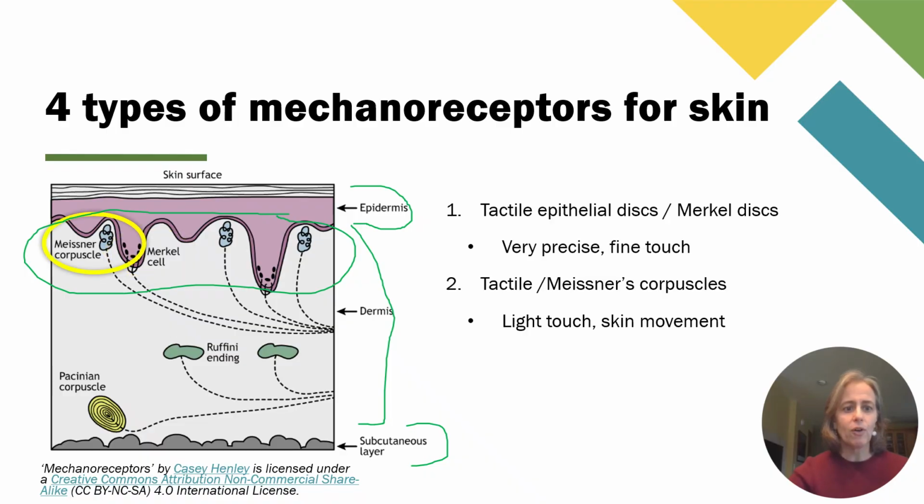And then we have also located up here the Meissner corpuscles. They're called corpuscles because they have little wrappings of connective tissue around them. And they're really good for light touch, and they can also feel skin movement. So if you have something in your fingers and somebody's pulling on it, that kind of pulls the skin a little bit, and you can feel that. So these 2 are both for some more precise things, but most especially the tactile epithelial discs or Merkel discs.